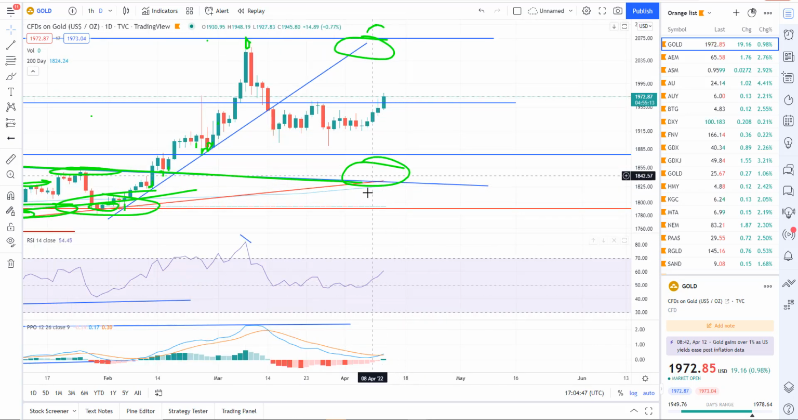This looks good, I think, in the short term. We'll see where we close at. And if we do get that breakout, then we're probably going to move up to the highs at 2073. So just keep an eye on that.